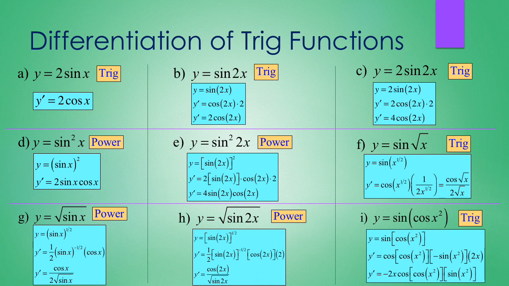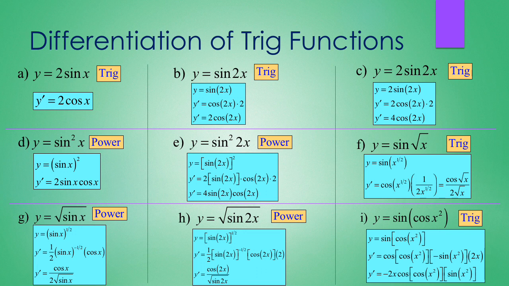H is similar to G in that we write the expression as y is equal to the expression sine of 2x, that expression to the 1/2 power. That makes it a power rule problem. So the 1/2 comes in front, we write the expression to the negative 1/2 and then have to take the derivative of that expression. The derivative of sine of 2x, as we saw above, is cosine of 2x times 2. The 2's cancel, and our final answer is cosine of 2x over the square root of the sine of 2x.